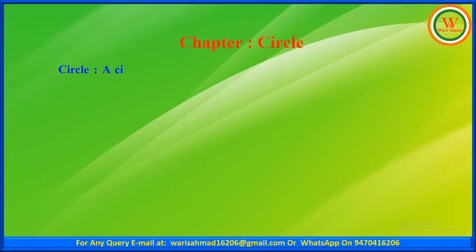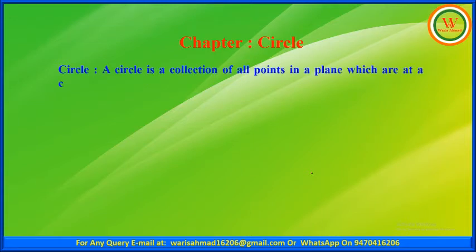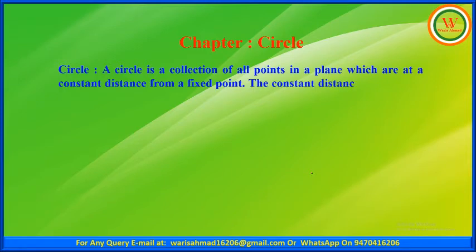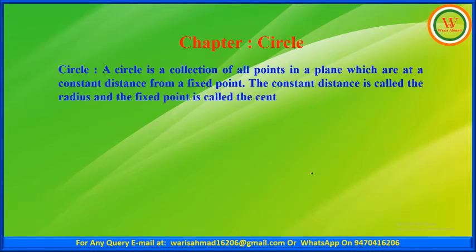Circle. A circle is a collection of all points in a plane which are at a constant distance from a fixed point. The constant distance is called the radius and the fixed point is called the center of a circle. Let us consider this figure.